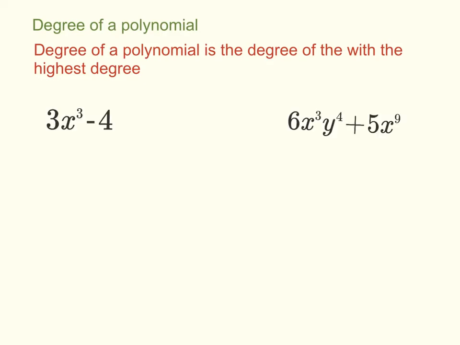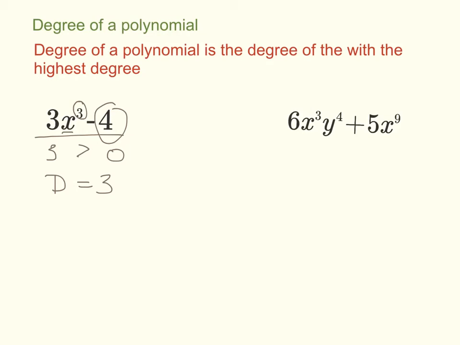All right, here are our examples. Let's look at this one first: 3x to the third minus 4. In order to determine the degree, we need to find the degree of each term. This first term has x to the third power, so the degree of that is 3. And this second term, this minus 4 here, is a constant, so its degree is just 0. So for the highest degree, which one's bigger? Well, 3 is bigger than 0, right? So the degree of this polynomial is going to be 3.